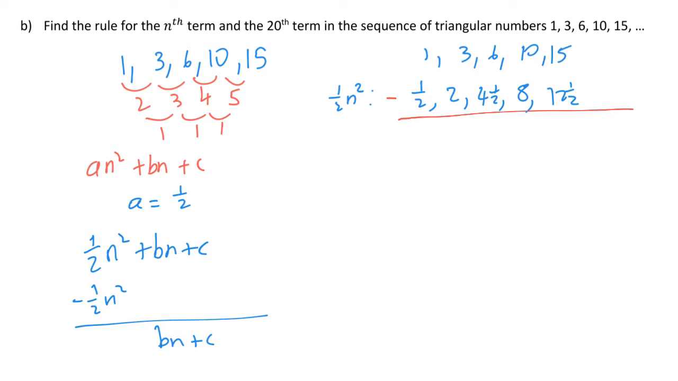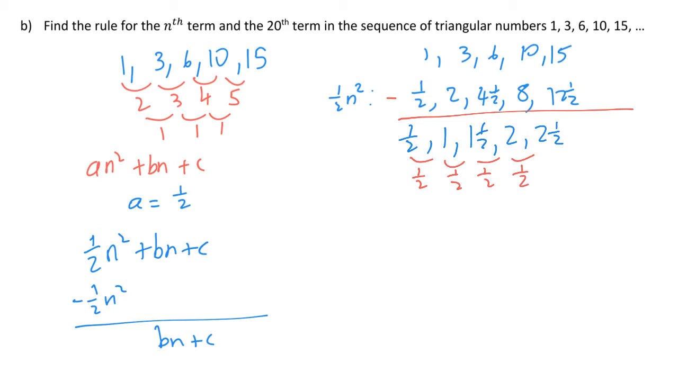So 1 take away a half is a half. 3 take away 2 is 1. 6 take away 4 and a half is 1 and a half. 10 take 8 is 2. 15 take 12 and a half is 2 and a half. And then if we work out the difference between each of these, between a half and 1 is a half. Between 1 and 1 and a half is a half. Between 1 and a half and 2 is a half. 2 and 2 and a half is a half.